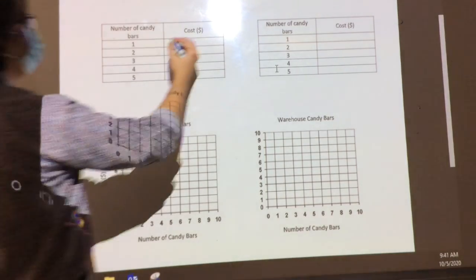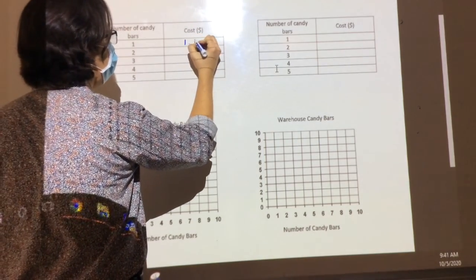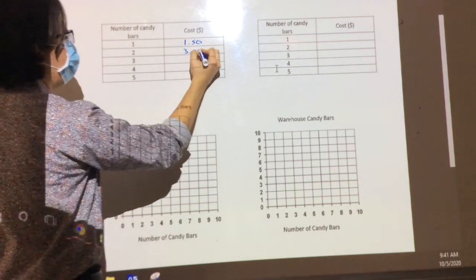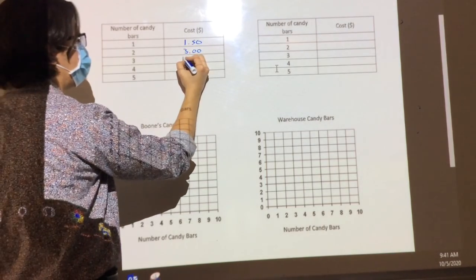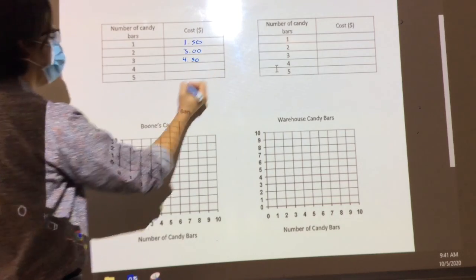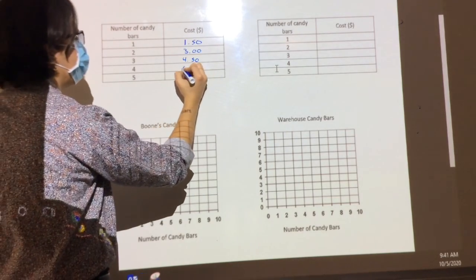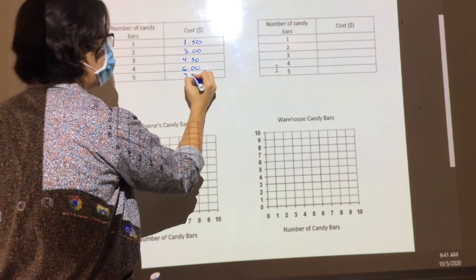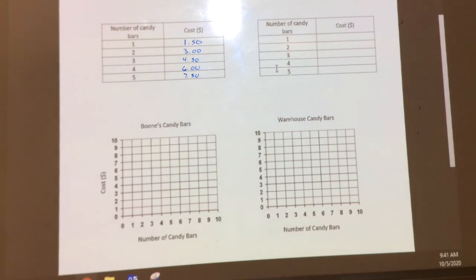$1.50. Can anybody tell me how much 2 candy bars would cost? $3. How about 3 candy bars? $4.50. How about 4 candy bars? $6. And how about 5 candy bars? $7.50. Okay, so let me ask you this question. How did I answer that question? What did I do?